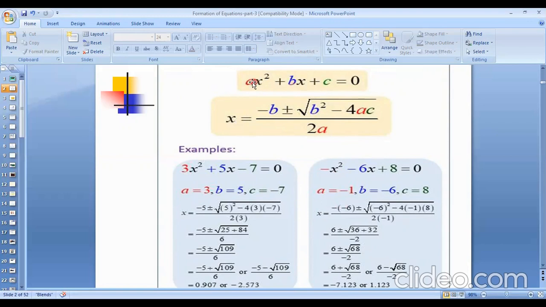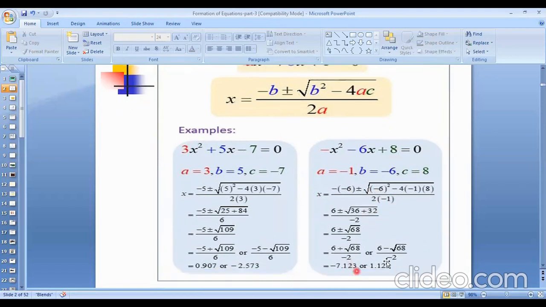Here, comparing this equation with the standard form of quadratic equation, the x square coefficient is minus 1, so a equals to minus 1, and the x coefficient is minus 6, so b equals to minus 6, and the constant term is 8. Now putting the a, b, c values in this formula, we get this line. Just simplifying, we get the two roots of the equation.